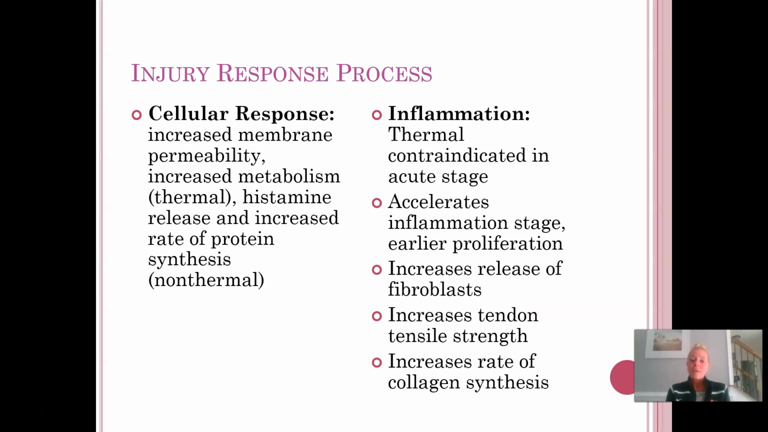If someone has inflammation, we don't want to use a thermal ultrasound at that point. If we used pulsed ultrasound, it can help to sort of accelerate that inflammation stage, get us to proliferation a little bit faster. It'll increase the release of fibroblasts, increase tendon tensile strength, so make it stronger, that granulation tissue that's being laid down, and increase the rate of collagen synthesis, which again speeds along the healing process.